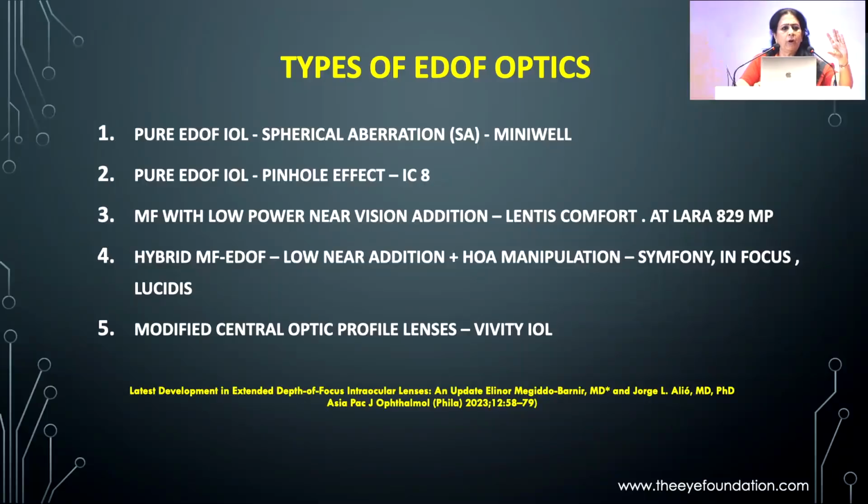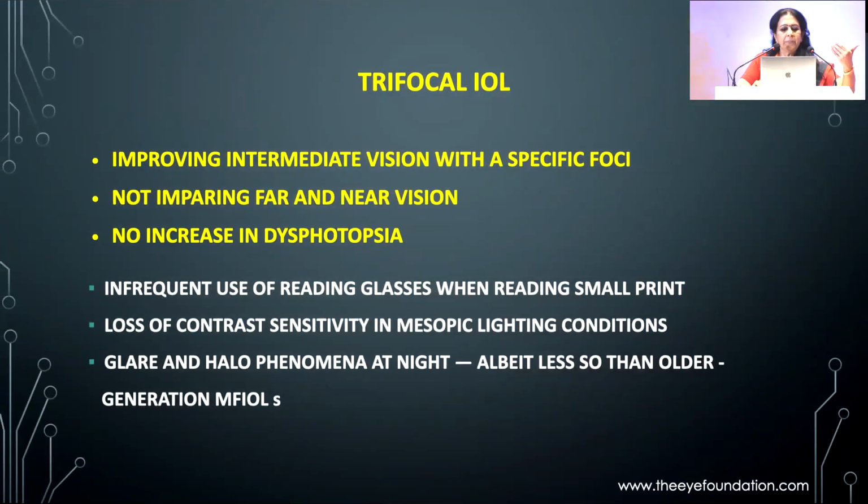As far as the EDOF, just briefly understanding the different ways that these lenses were designed: one was the play of spherical aberration. The positive and the negative spherical aberrations were played around with in a Mini WELL lens. There was the pinhole effect of lenses which was available with IC8. There were some lenses which gave a little lesser add for near and gave that EDOF property. And there was a particular lens called Vivity, wherein they raised the platform and increased the curvature in the central part of the cornea, which gave a 1 to 1.5 intermediate vision.